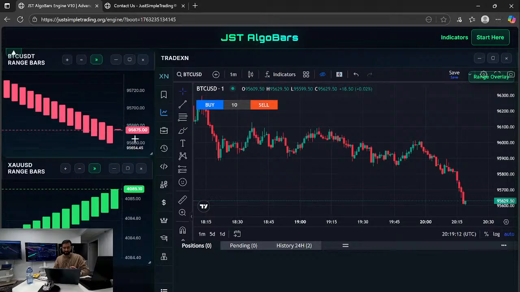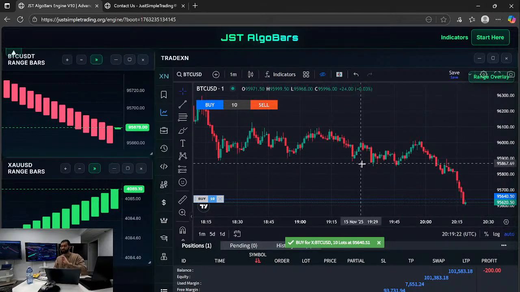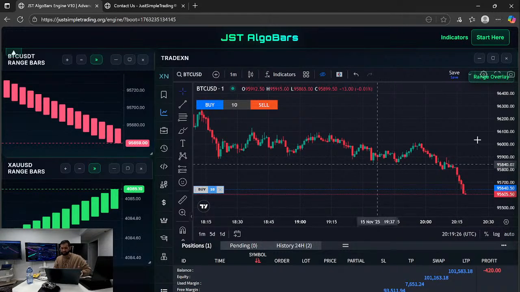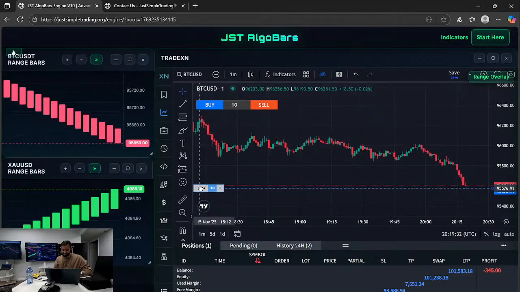Now, as soon as the range bars reverse right here, I'm going to go ahead and enter this trade so you guys can see. There we go. So range bars just went green. So I'm going to enter this buy trade. We just entered a buy trade right here on BTC. Now, right away, I'm going to set my stop loss and take profit at 100 points. So I'm just going to click and drag this down.